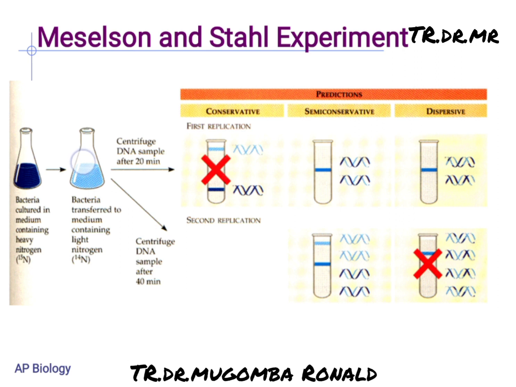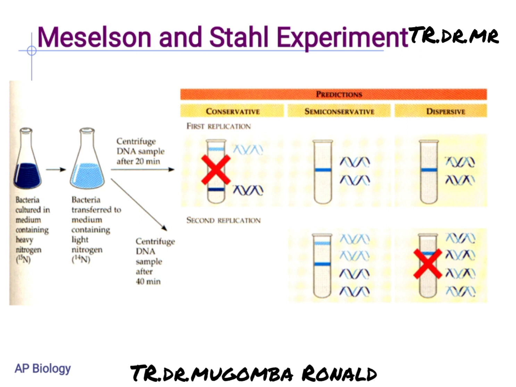After the transfer, after 20 minutes, they centrifuged the contents of the bacteria so that they could ascertain the composition of the DNA present. And then after 40 minutes, they centrifuged once again. This confirmed the semi-conservative model. In the first 20 minutes, they found that the DNA was made up of both heavy and light nitrogen.